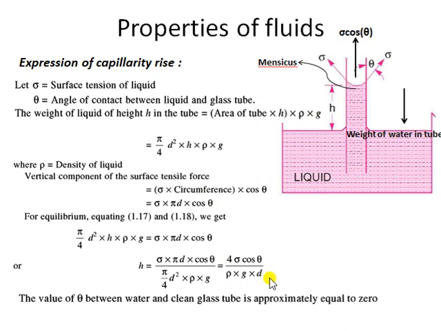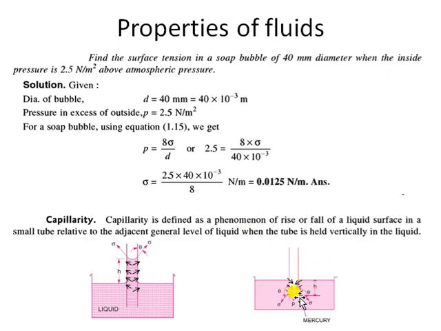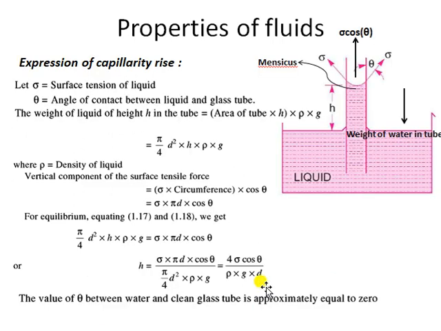So in case of fall, sigma cos theta will be acting downwards, and water weight will be in the upward direction. Sorry, sigma cos theta will be upwards and water weight will be downwards. So again, if you balance the forces, you will get the same expression in case of capillarity fall also. I have not gone into the derivation of the capillarity fall. You can refer to books, and you will get the same expression.